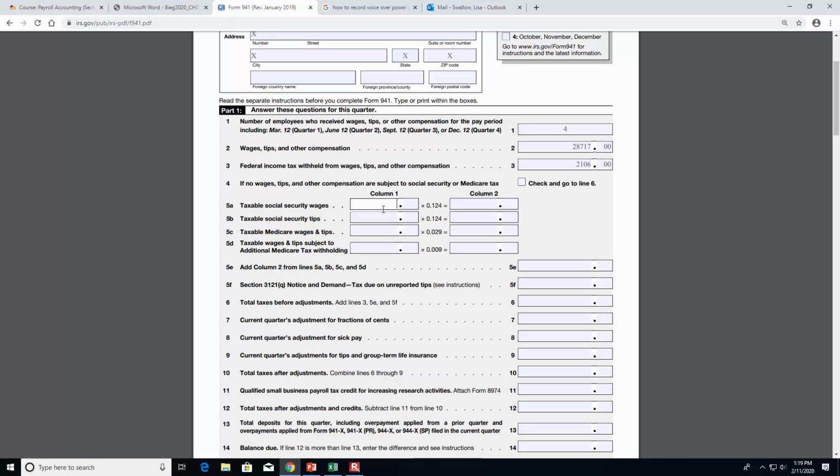Okay, fill out lines 5A and 5C. Carry the math across. Oh, this is going to be a really, really long healing process. And tally it up to line 5E.